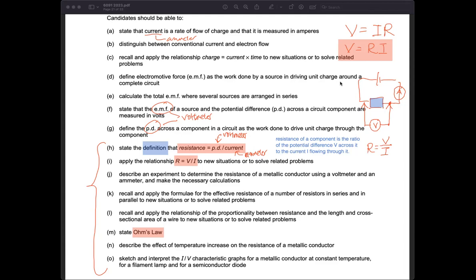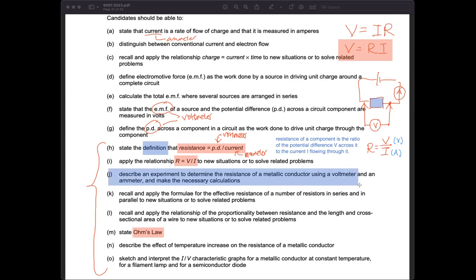So there are a few things about this. The unit for PD is volt. The unit for current is ampere. So can you tell me what is the unit for resistance?